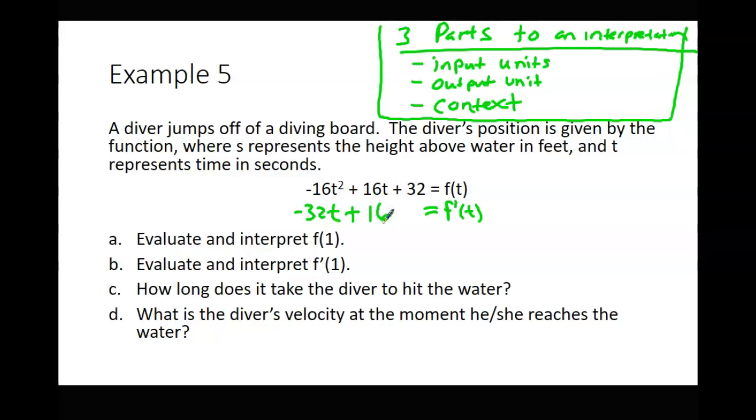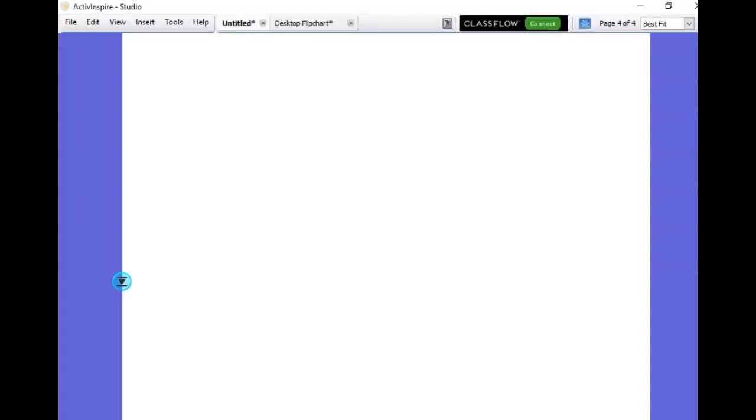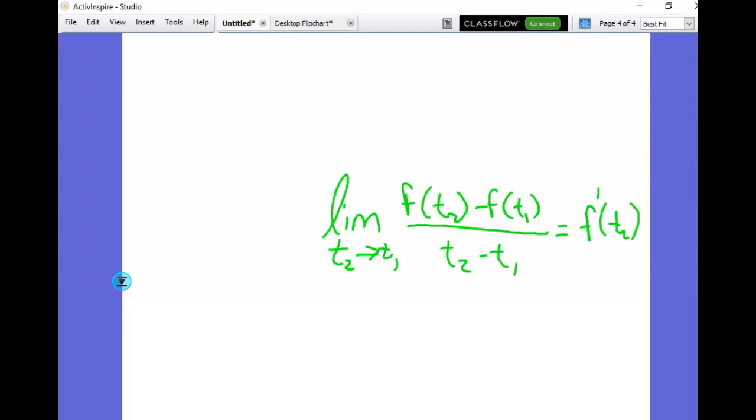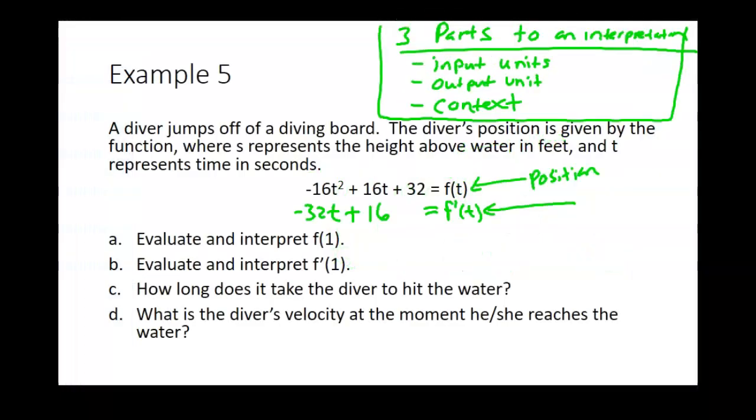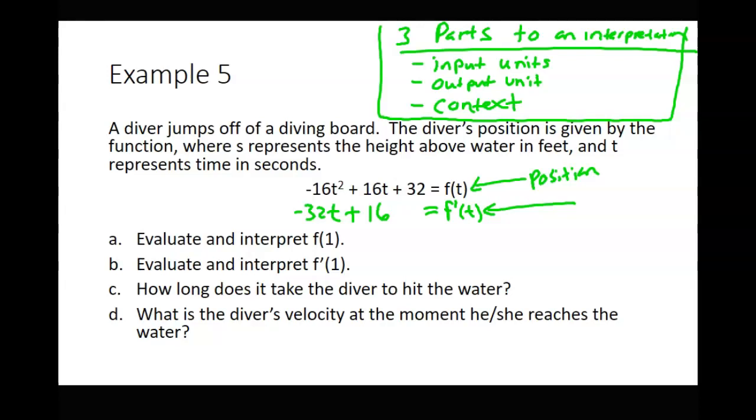But let's talk about this. If this represents the diver's position or the diver's height, what does the derivative represent? Well, we just got through talking about it on this page over here. There it is. When you take the position and you find the instantaneous rate of change of that position, it tells you the instantaneous velocity. So what f prime represents is the velocity of your diver.